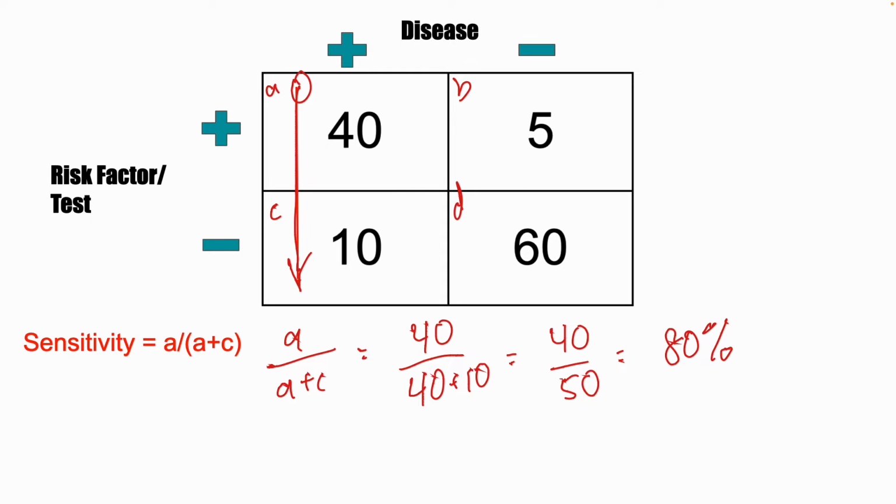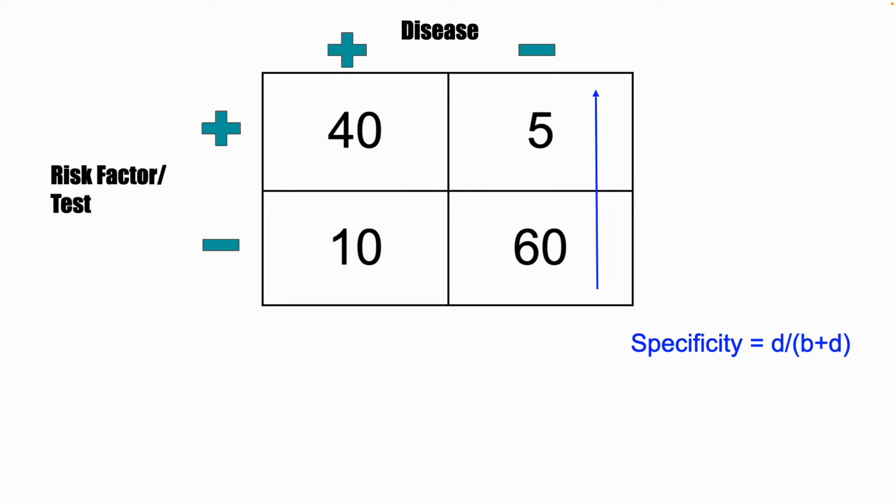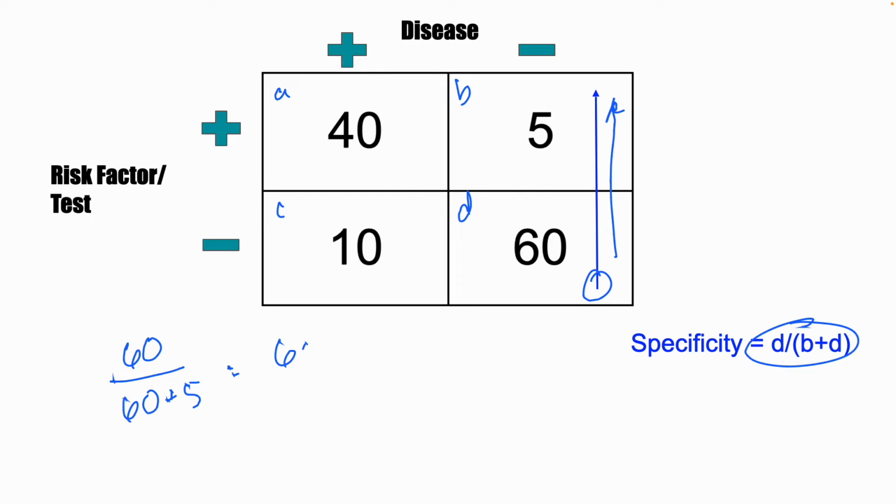Next, we're going to go into specificity. I like to remember this as if you are specific with your intentions, you get brought up in life, you tend to rise in life in your path. And so we know that this arrow starts in box D and it goes through D and B. So we have specificity is D over B plus D, and we can equate that out to 60 over 60 plus 5, which equals 60 over 65. And if you want to check your own math, I think it comes out to about 92.3%.